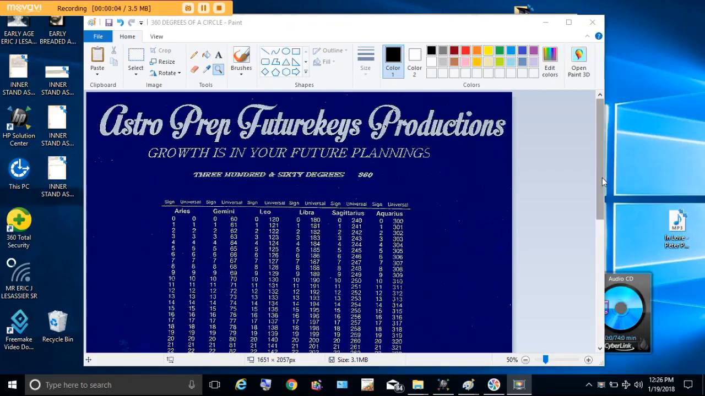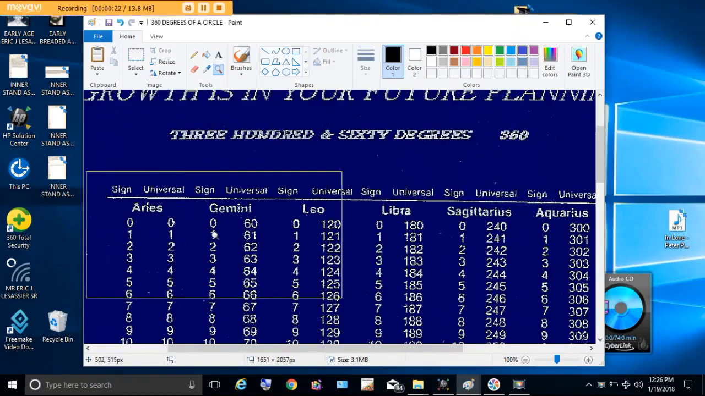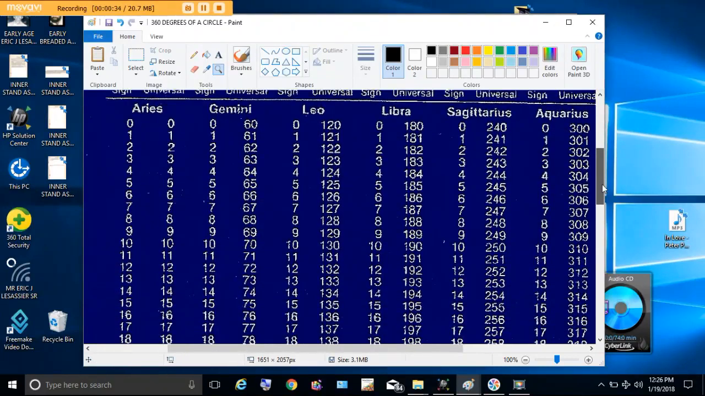Okay, so now we have the universal 360 degree value chart in front of us. Let's look deeply into what this chart indicates. It's specifically a universal 360 degree chart, and this chart expresses each sign, noting that there are 29 degrees in each sign.